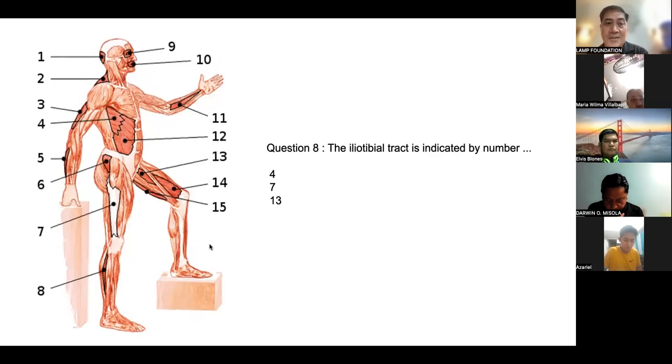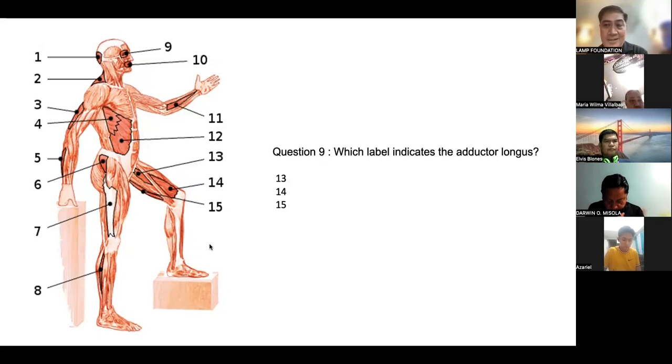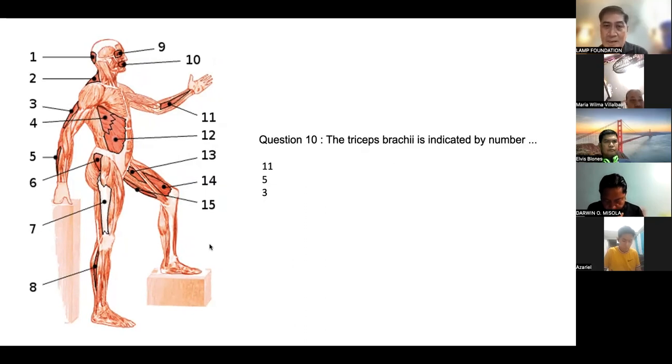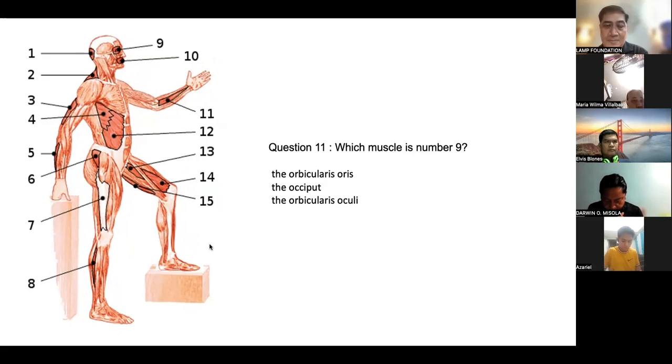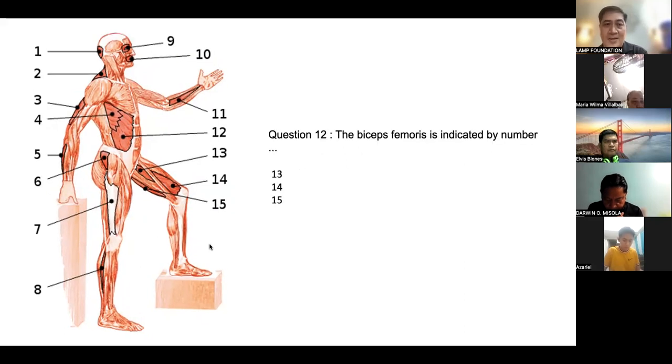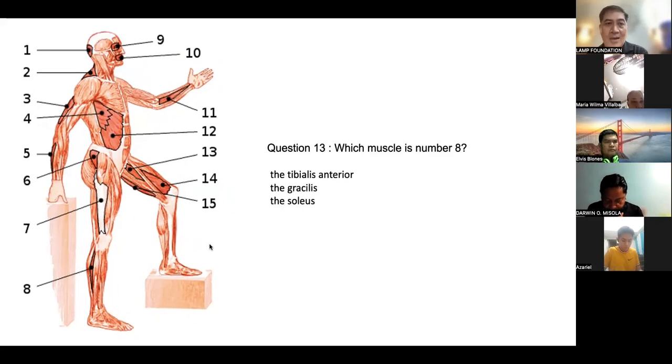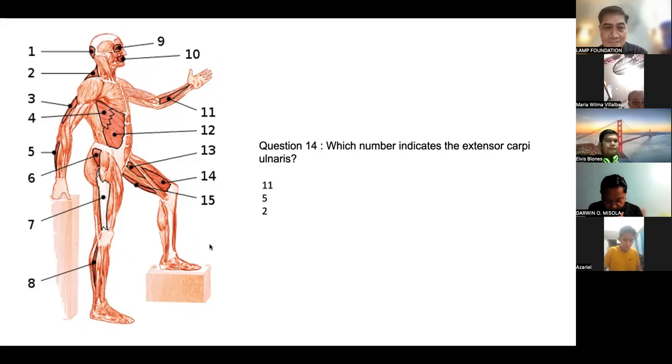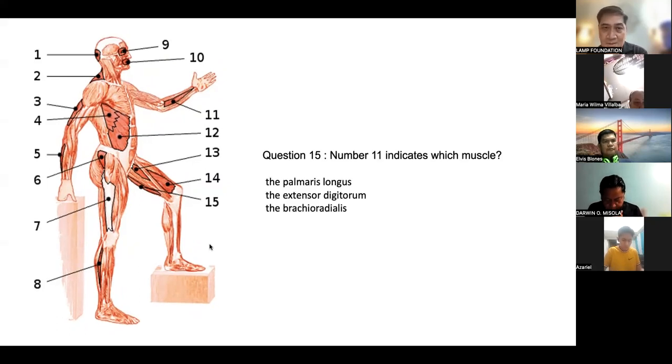Number 6 indicates which muscle? Gluteus medius. The iliotibial tract is indicated by number what? 7. Which label indicates the adductor longus? 13. The triceps brachii is indicated by number what? 3. Which muscle is number 9? Orbicularis oculi. The biceps femoris is indicated by number what? 15. Which muscle is number 8? Soleus. Which number indicates the extensor carpi ulnaris? 5.